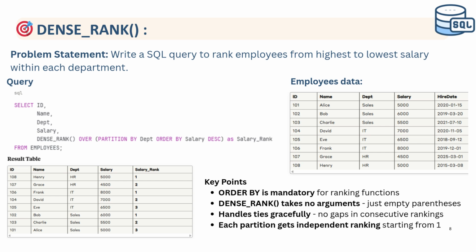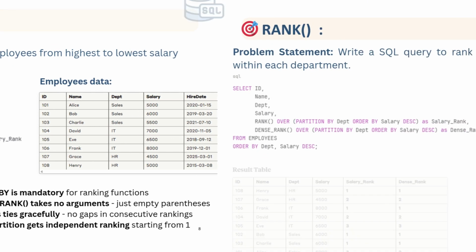Looking at our results. Sales department, Bob ranks first with 6,000, Charlie ranks second with 5,500, Alice ranks third with 5,000. IT department, Frank ranks first with 8,000, David ranks second with 7,000, Eve ranks third with 6,500. HR department, Henry ranks first with 5,000, Grace ranks second with 4,500.